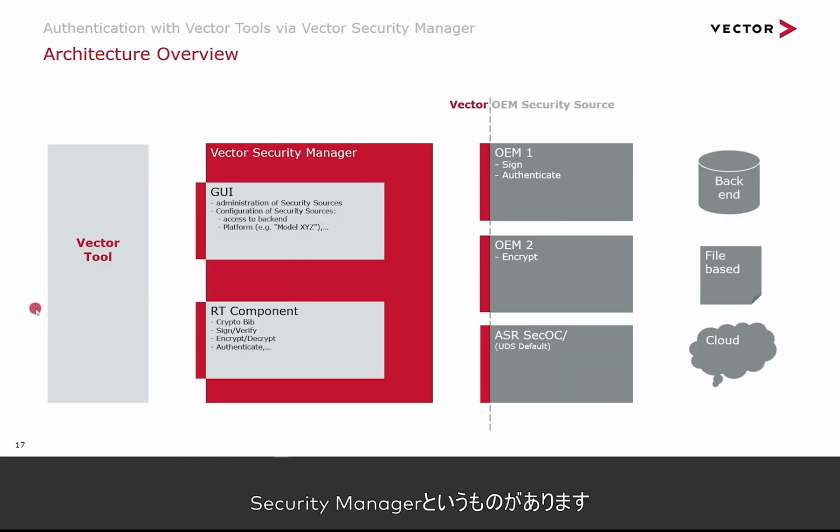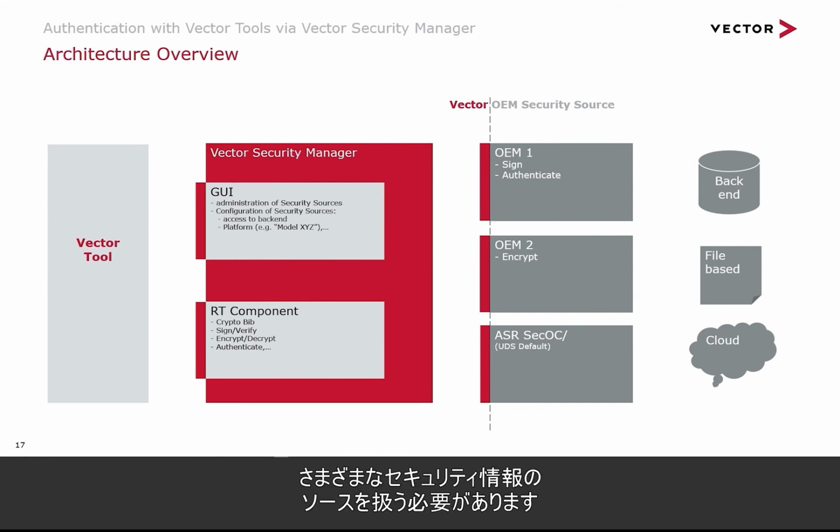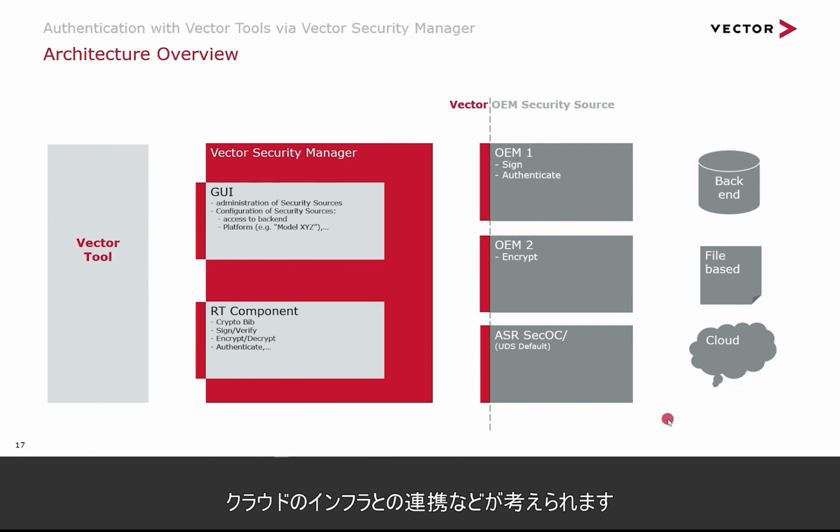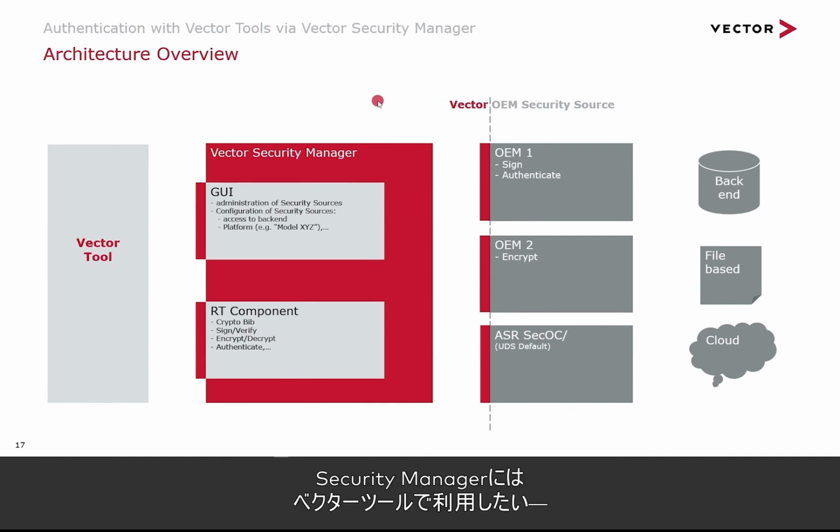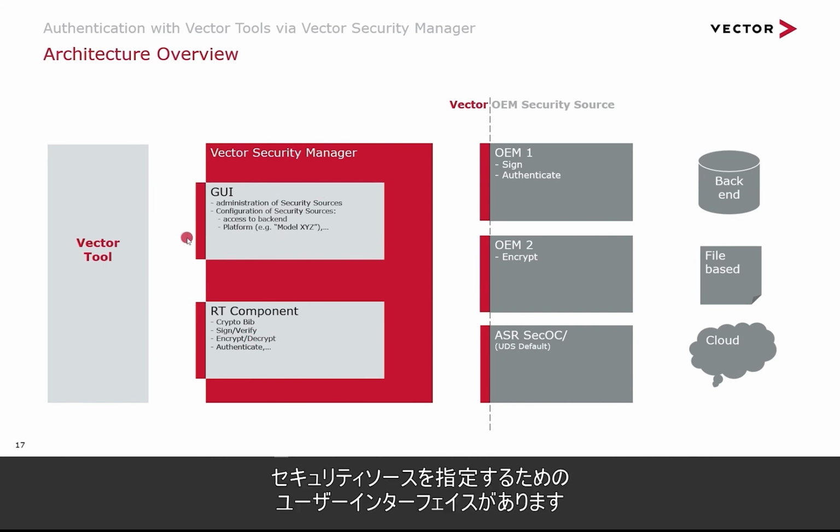How do we support this in Vector Tools? We have something called a security manager. So we need to deal with lots of different sources of security information. It might be working with servers, it might be certificates, it could be a cloud infrastructure we need to talk with. That's a lot of complexity for our Vector Tools. What we do is we decouple the Vector Tool from this complexity. With the security manager, we have a user interface that allows us to say what security sources we want to make available to Vector Tools.